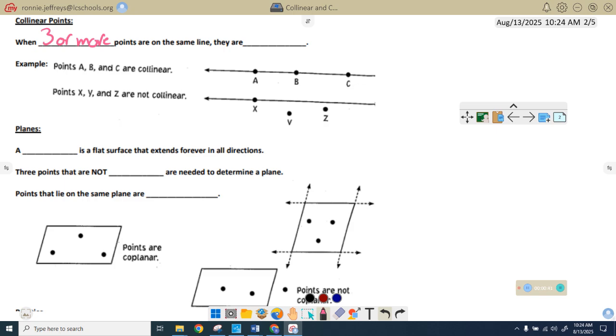All right, so 3 or more points that are on the same line are collinear. Okay, that's pronounced collinear. I know some of y'all are going to try to be funny and go collinear. Okay, it's not as cool as you think it is. All right.